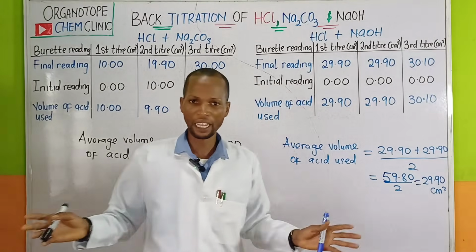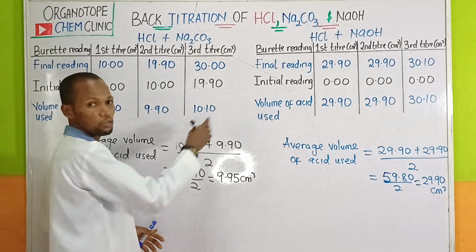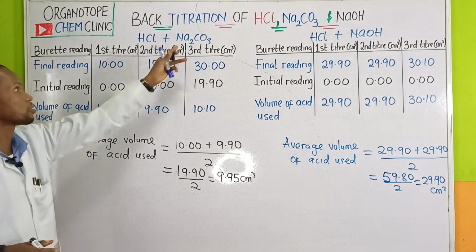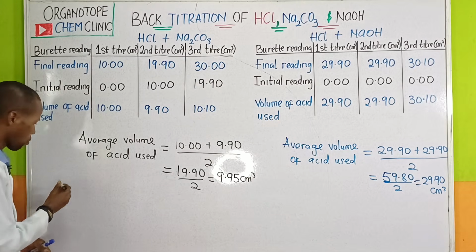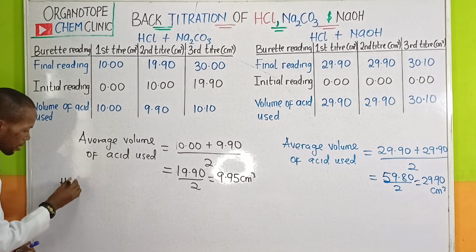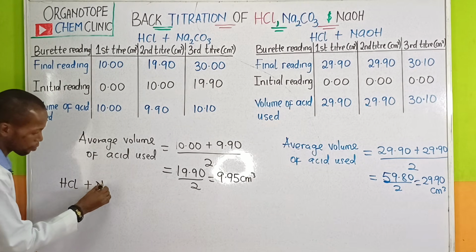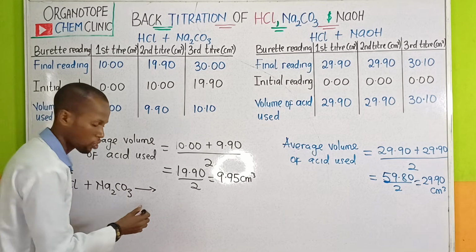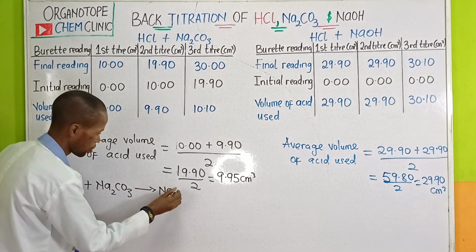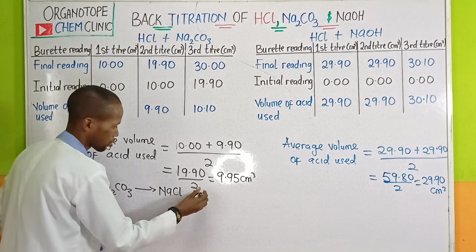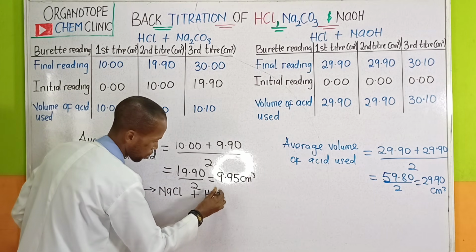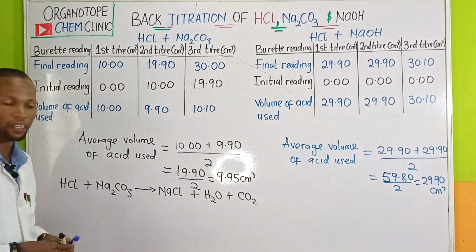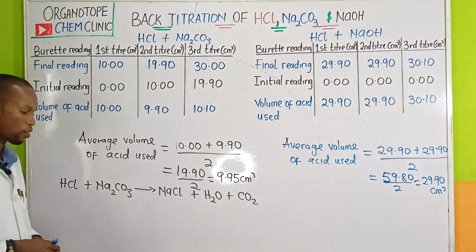Now, can we write the balanced chemical equation for the two titrations right here? We have the first one, hydrochloric acid with sodium carbonate. We have the reaction between HCl plus sodium carbonate. This results in the formation of sodium chloride plus H2O, and carbon dioxide is evolved. So can we balance this chemical equation?